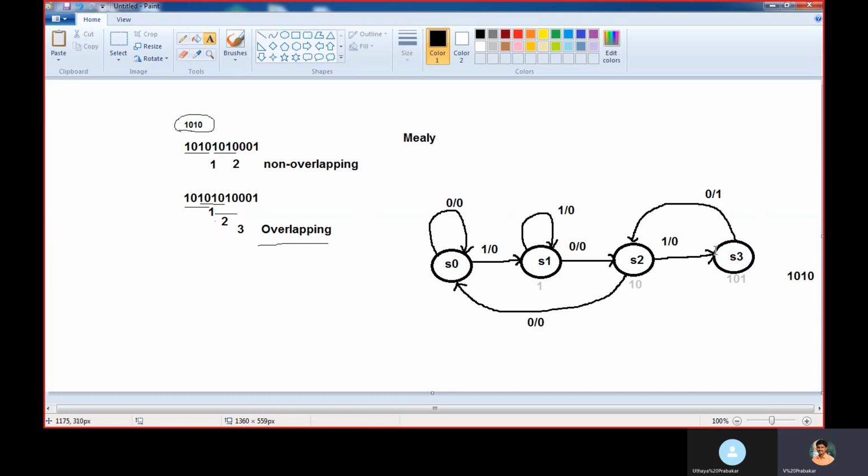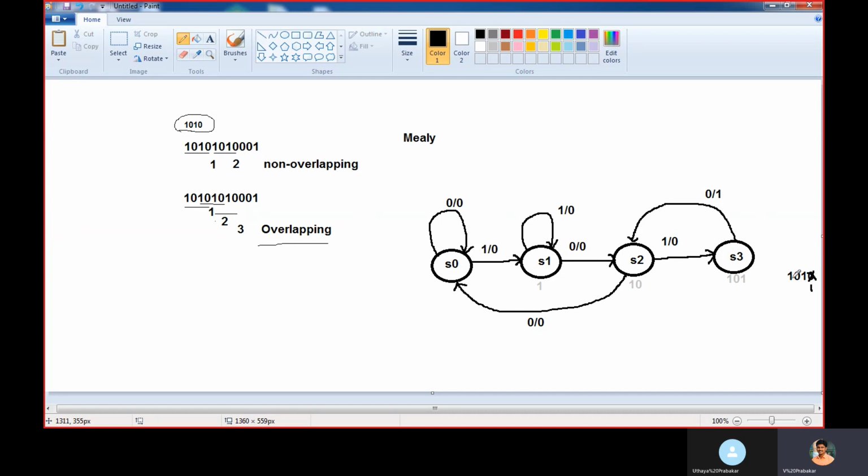Now, assume that I am in S3. I received 1, 0, 1. After that, if I get 0, I will move to S2. At the time, output is 1. Instead of this, if I get 1, 1, 0, 1, and after that I get 1, instead of this 0, now I am getting 1, so from here where do I need to move?